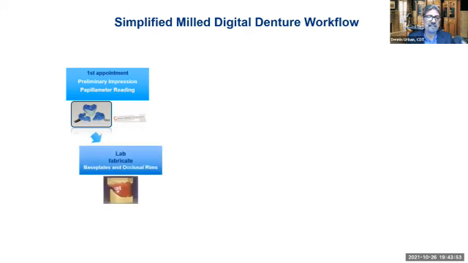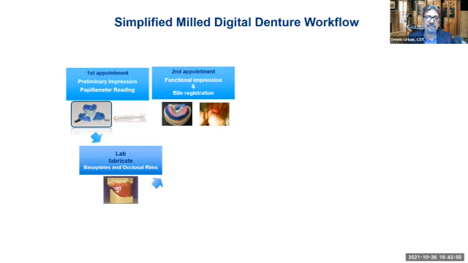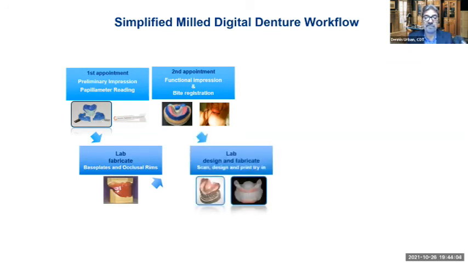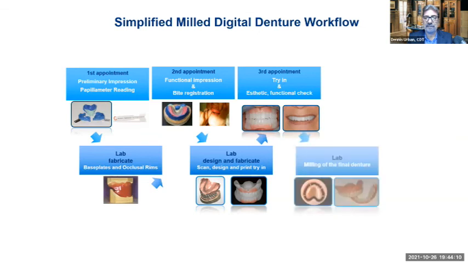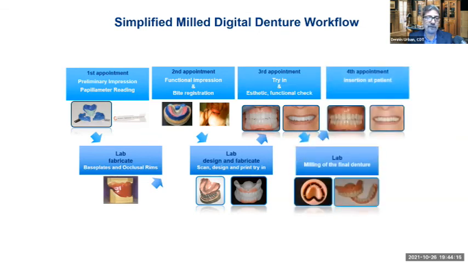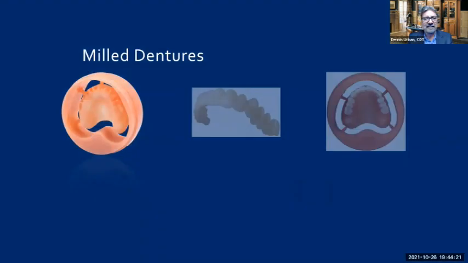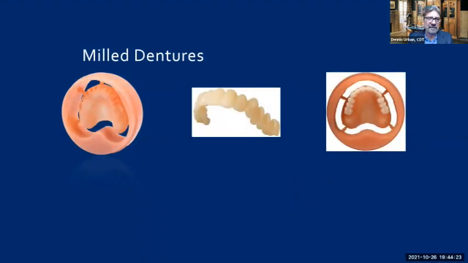And then we'll fabricate those occlusal rims. Second appointment, you'll take a functional impression and a bite registration. So we really like you to do a functional impression and a bite registration to eliminate that extra visit. We'll scan and design and print the try-in for you. You'll try it in, tell us it looks great, and we can go to a finish, and we can mill the final denture. So same type of things. 4 appointments, we can do 4 appointments with a milled denture also. A little different procedure, takes a lot longer than the printed technology, and we'll talk about some of the features and benefits here.